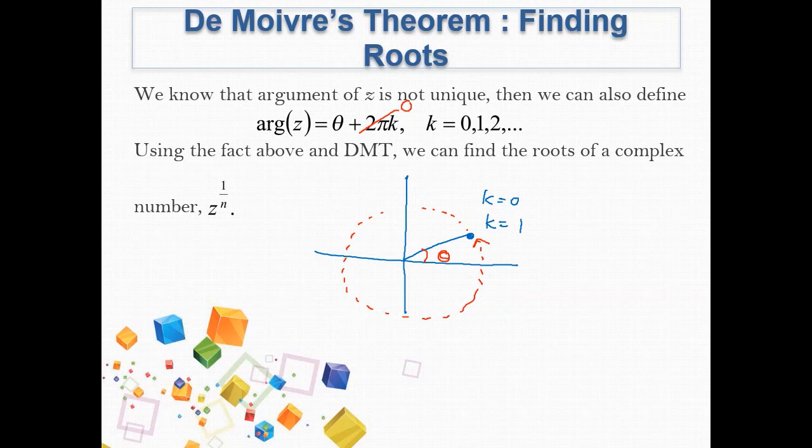But when your k is 1, what happens? When your k is 1, this will give you theta plus 2 pi. Pi is equal to 180 degrees, so 2 pi means 360 degrees. So whatever your theta is, it will add another 360 degrees. That's why it moves, making a full circle back to here.